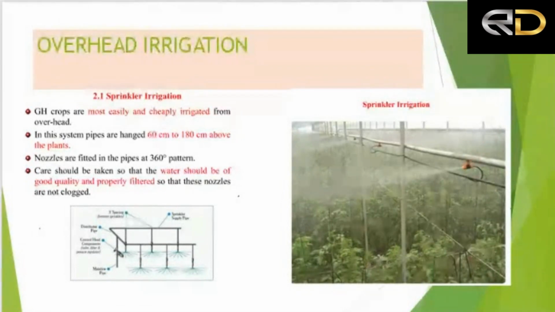So this is the recommended nozzle to nozzle gap, from 60 centimeter to 180 centimeter, and the nozzles are fitted in the pipes at 360 pattern. So this is the way sprinkler irrigation is to be installed. So what care has to be taken? Water should be of good quality, properly filtered, so that these nozzles are not clogged.